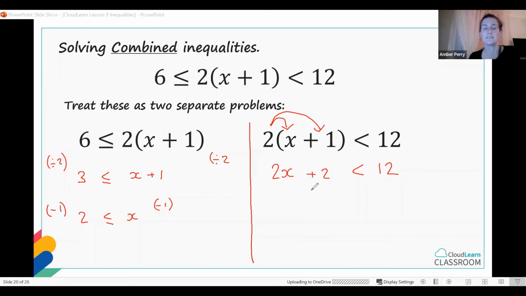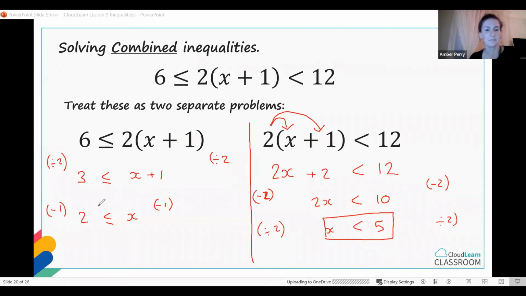Okay, so this time I've got the brackets expanded. My first step is going to be to subtract that 2. Oh, sorry, it's minus 2 from both sides. And we've got 2x is less than 10. And then here I'm going to have to divide by 2. So I've got x, and divide by 2 on both sides, is less than 5.